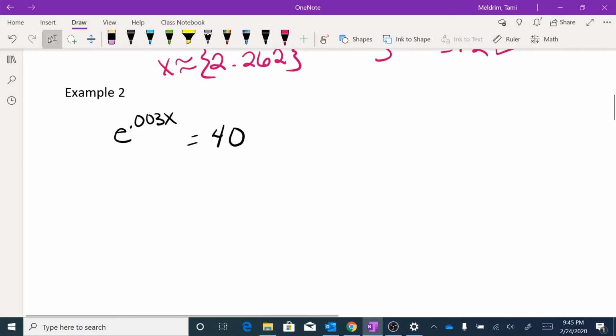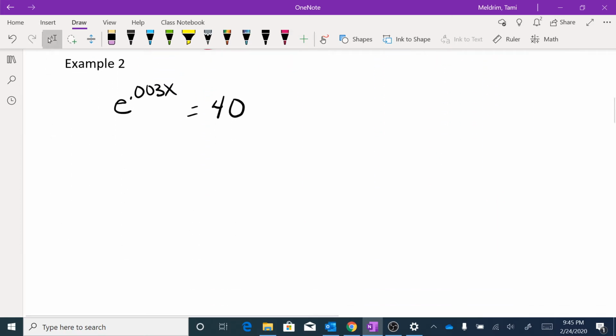Look at example number 2. Again, I have e raised to the 0.003x equals 40. I cannot put 40 with the same base of e. Okay, so I'm going to use that property number 3 rule. So I'm going to take the log of both sides.